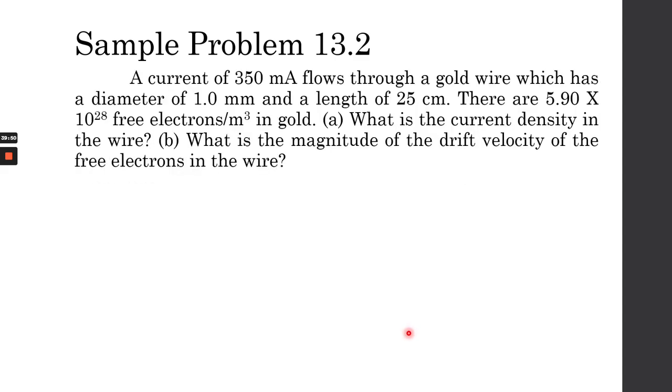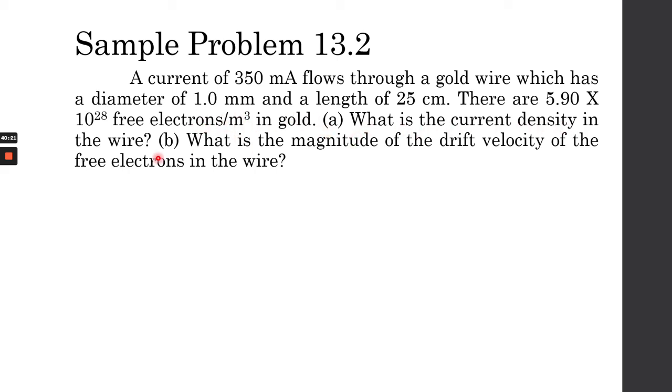Sample problem 13.2. A current of 315 milliampere flows through a gold wire which has a diameter of 10 millimeters and a length of 25 centimeter. There are 5.9 times 10 raised to negative 29 free electrons per meter cube. Now, this is not just the total number of electrons, this is density, number density. This is electrons per volume in gold.